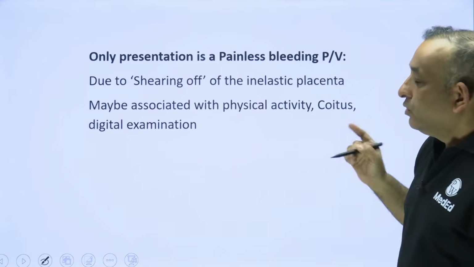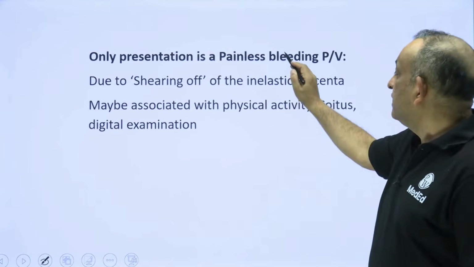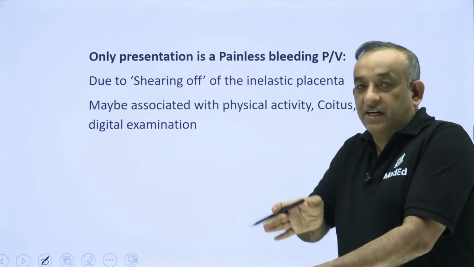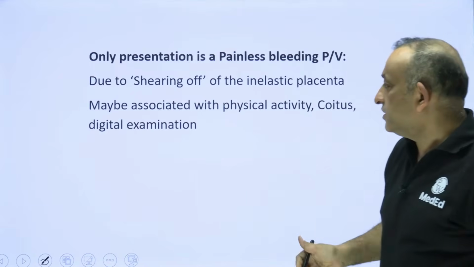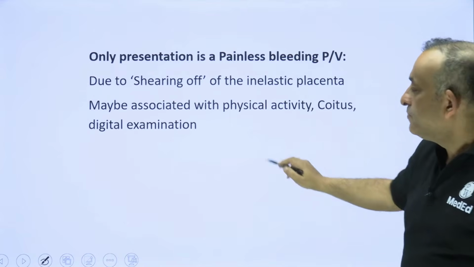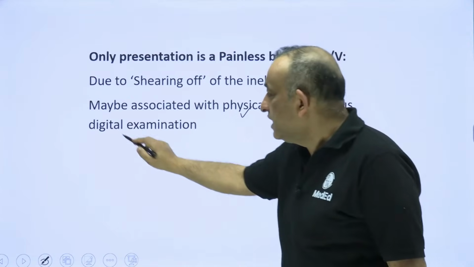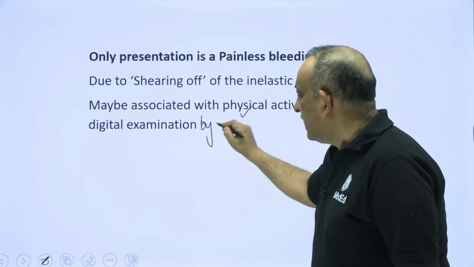And then the only presentation of placenta previa is painless bleeding PV. It is because of the shearing of the inelastic placenta, which may be associated with physical activity. Coitus can be predisposing. Digital examination by a gynecologist.